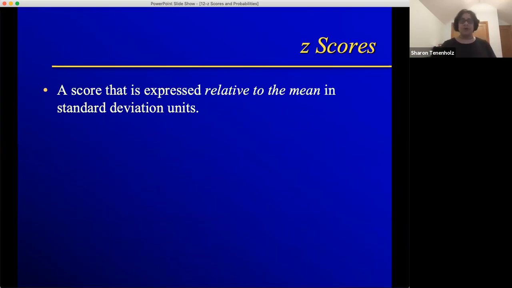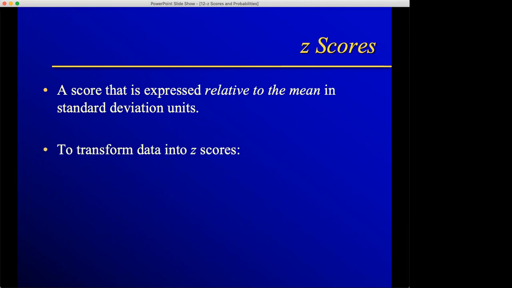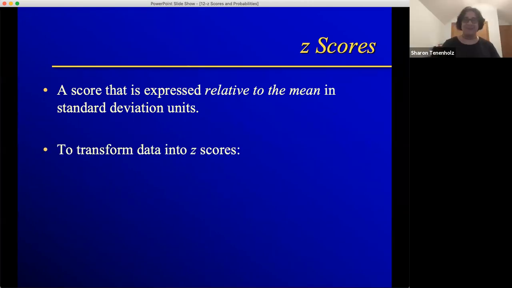So a z-score is a score that's expressed relative to the mean in standard deviation units. So it's going to tell us both how a student did relative to what was average, above versus below, and how far was that student from average in these standardized standard deviation units. Now it's fairly easy to calculate once we've calculated our mean and standard deviation.